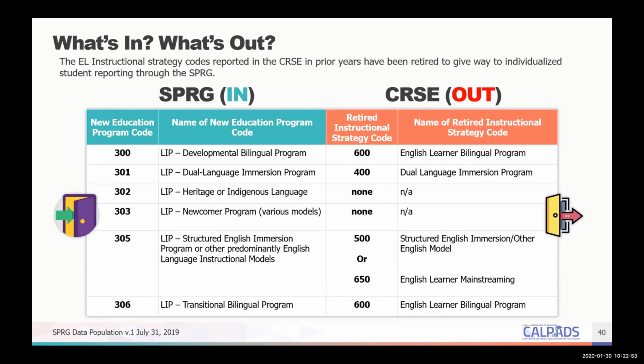But what happens if I had a student that was enrolled since 2010 and they were EL and I put my LIP program to their start date?